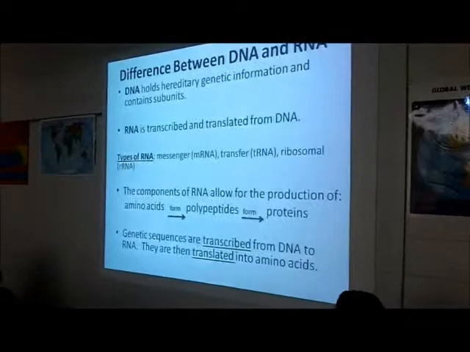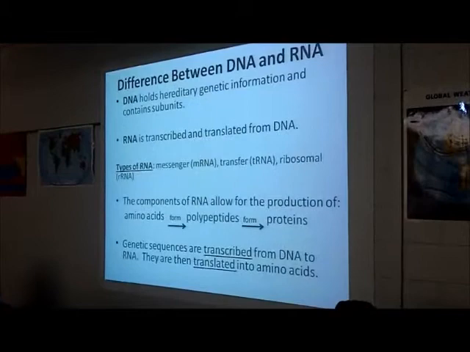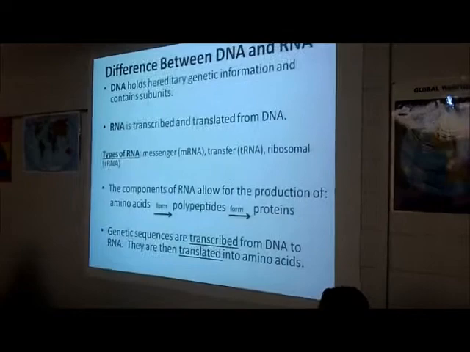Then RNA is a molecule that comes and transcribes the information from that DNA code, and then the RNA is going to be read by something else to create proteins.